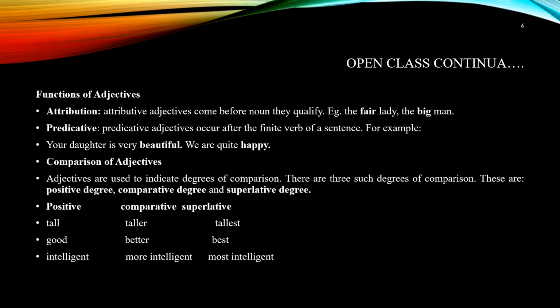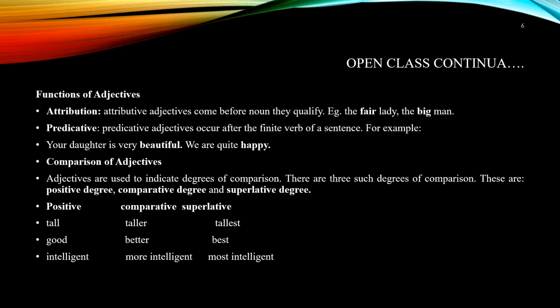For example, you can have the word lady and the man. When you have the fair lady and the big man, the word fair there is performing an attributive function. That is lady, which of the lady? Fair lady. And then man, which of the man? Big man. So the big man and the fair lady is a typical example of the attributional function of an adjective. Then the next function of an adjective is predicative function.